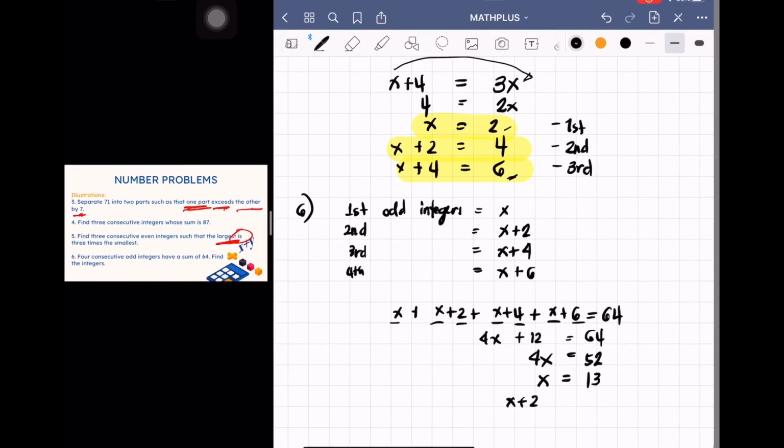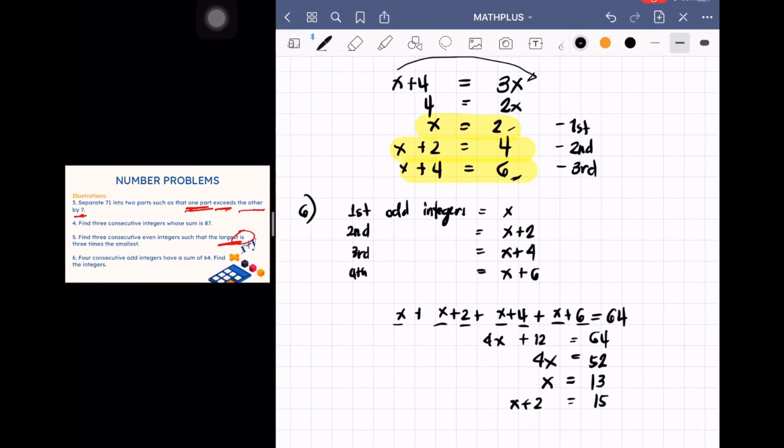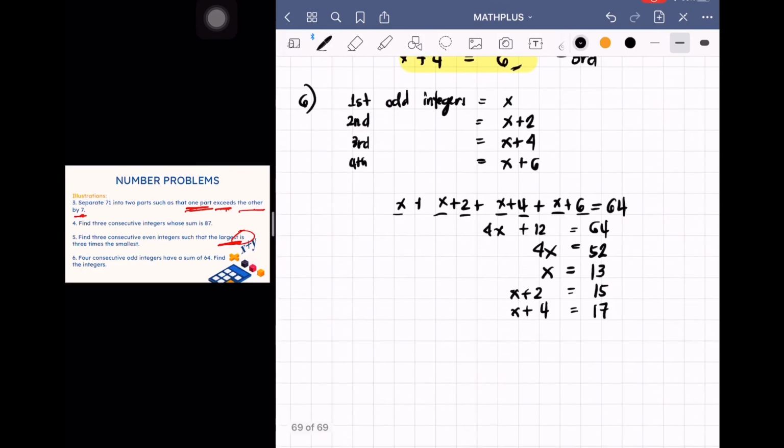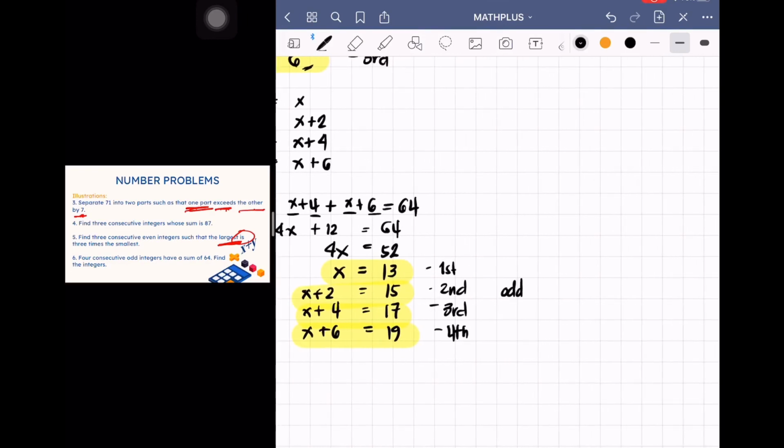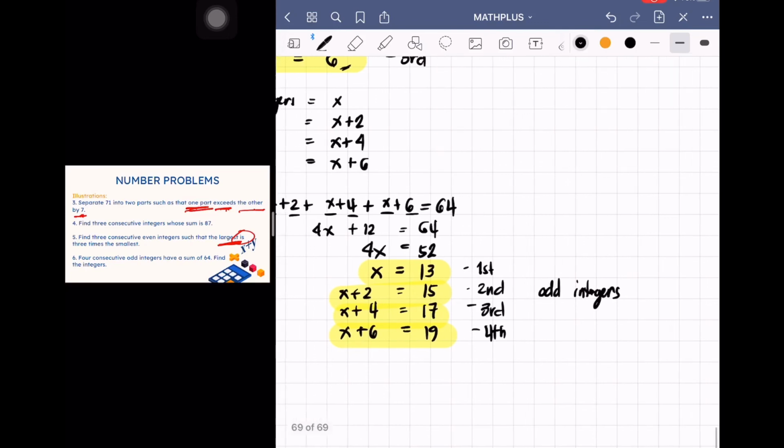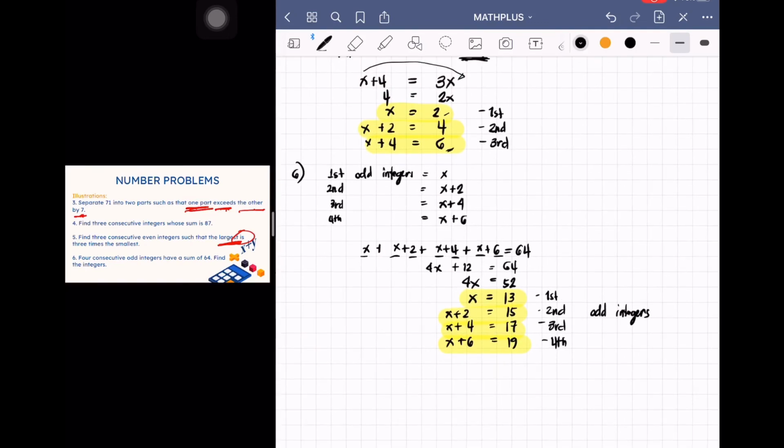The second odd integer is 15. The third odd integer is 17. And the fourth odd integer should be 19. And these are all our answers. Okay, so let me write here first, second, third, and fourth odd integers. Okay, and there you have it, how you solve simple number problems.